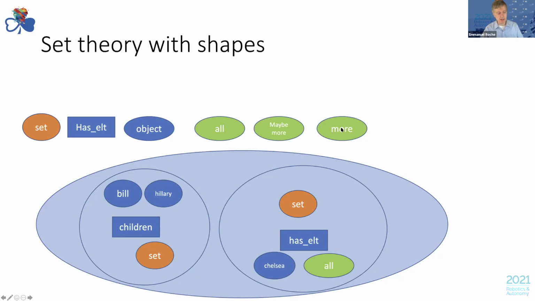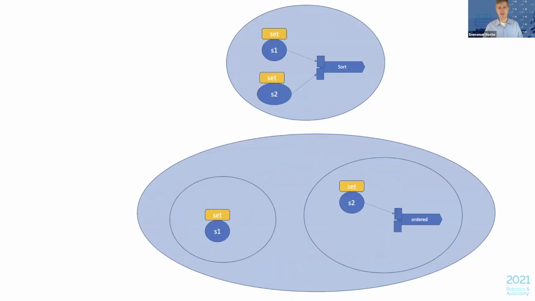This is something very different from traditional set theory, but it's maybe closer to how we think about sets. So here is an example. Bill and Harry, their children is a set, and this set then has an element which is Chelsea, and she's actually the only element. So this is the way to express that she's the only child of this couple. And you can make some reasoning there.